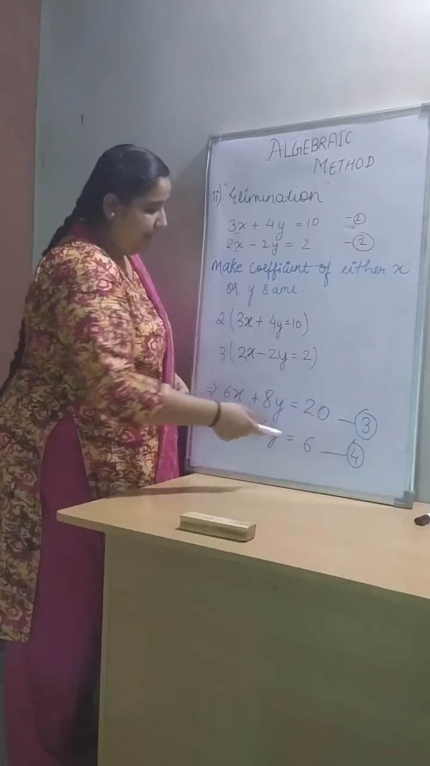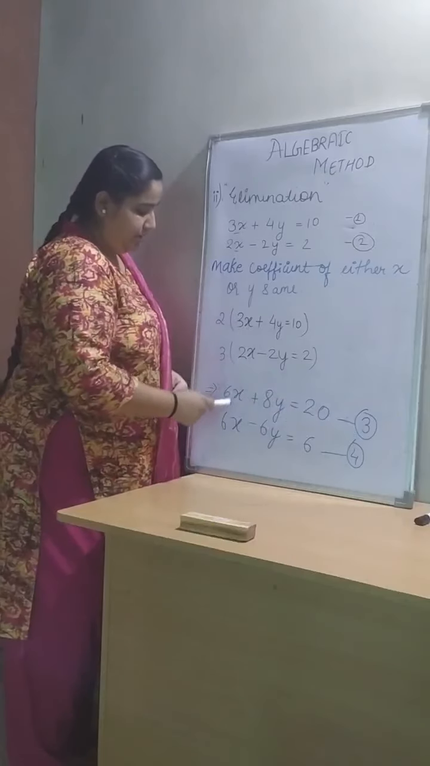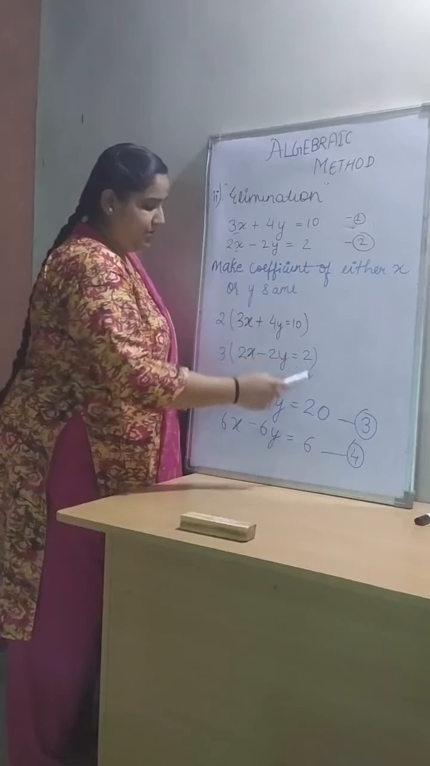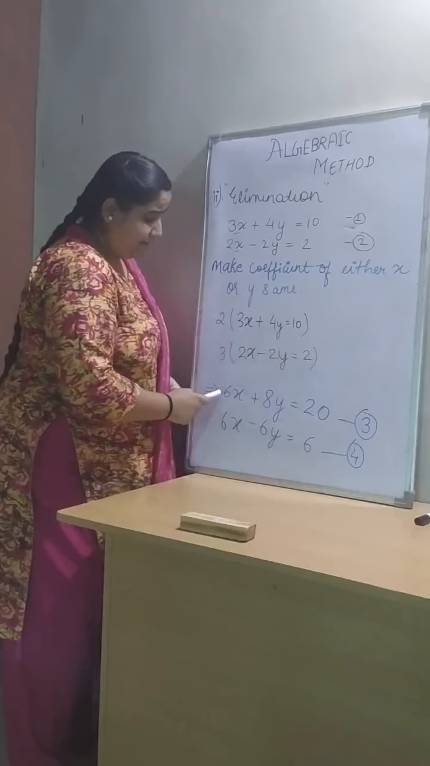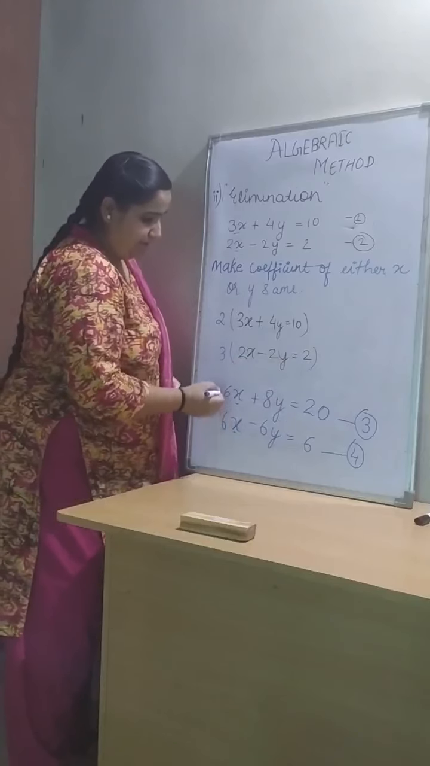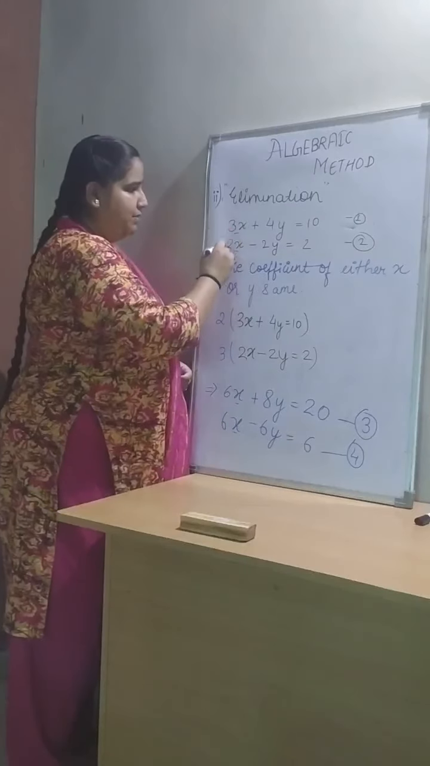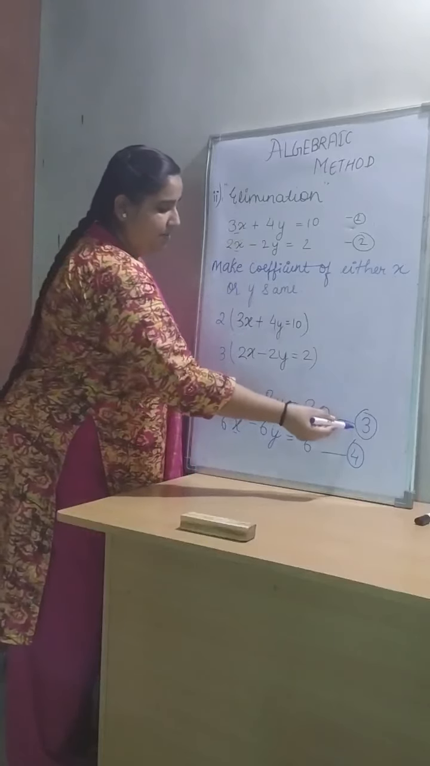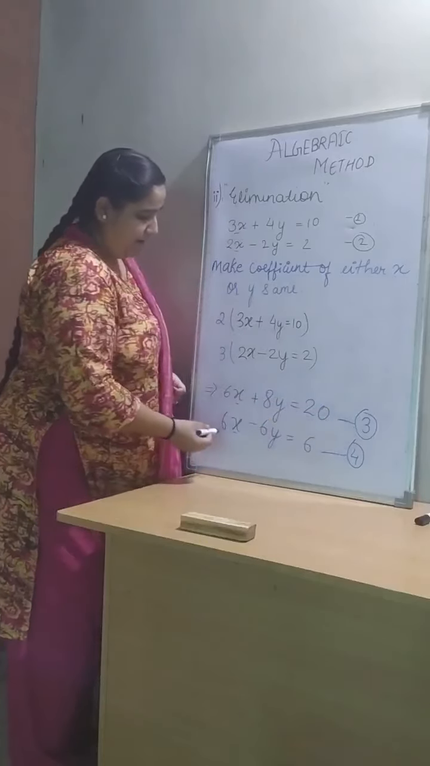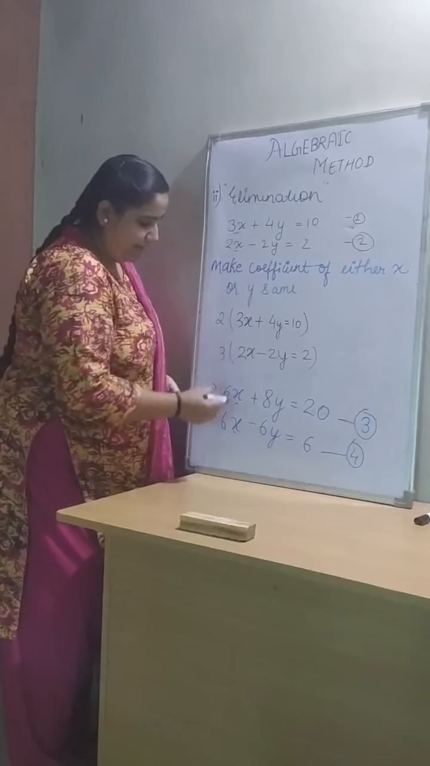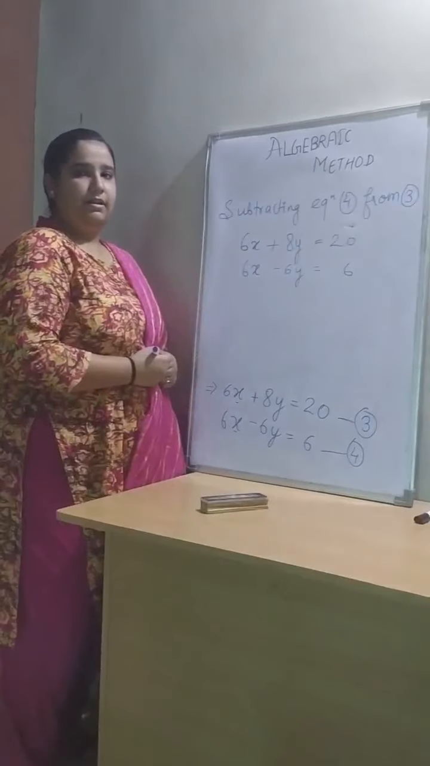Equation number 3. And 3 into 2, that is 6x. Again 3 2s are 6, minus 6y. 3 2s are 6, is equal to 6. That means we have made the coefficient of x the same in both equations. Equation number 1 and equation number 2 are being converted to equation number 3 and equation number 4, where we have made the coefficient of x the same so that we can eliminate this particular part.